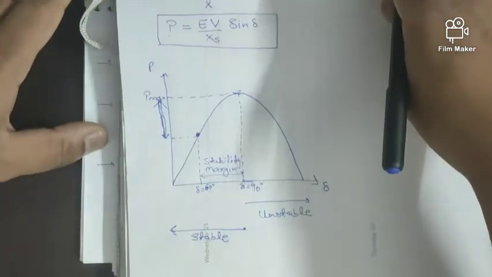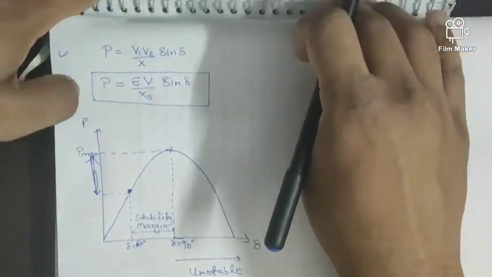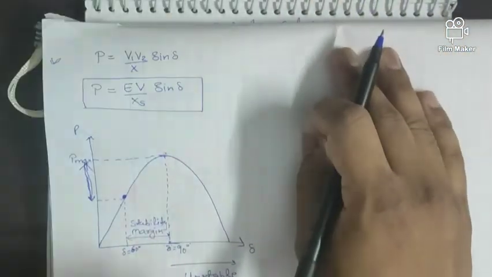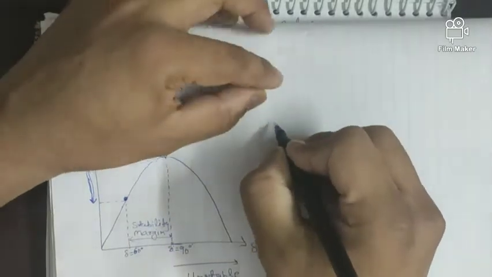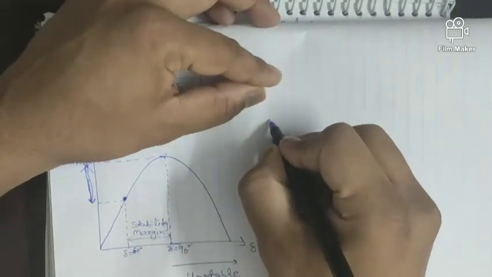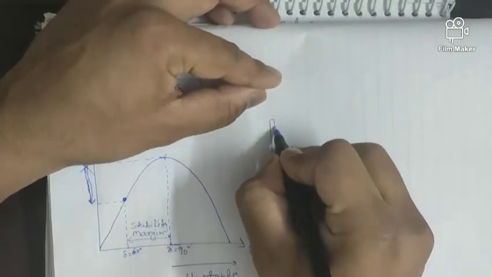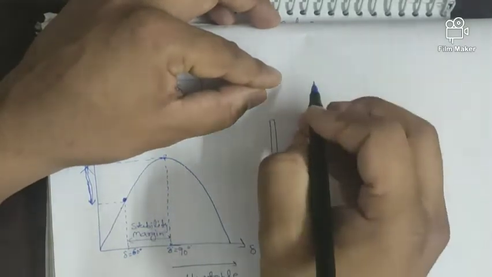This angle delta, we have already talked about this angle delta. This is the load angle, which is also called power angle and torque angle. This load angle is the angle between rotor field and stator magnetic field.